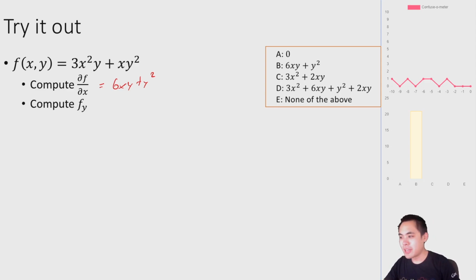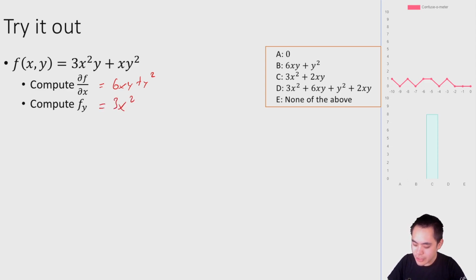Okay, so now, what is df dy? Well, it looks like people have already started computing this. Okay, yes. So this is indeed equal to 3x squared because you're treating x as a constant and you're just dividing out dy, which is equal to 1 plus 2xy. So this is indeed C. Okay, and let's keep on going.